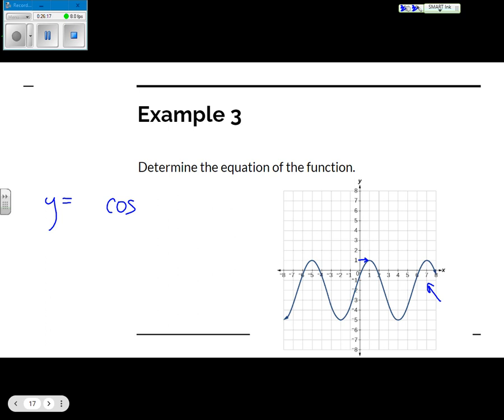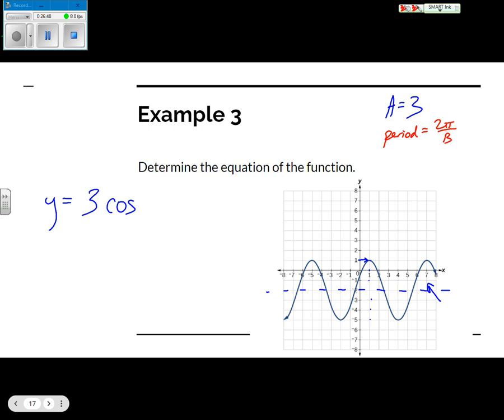Let's find the amplitude first. Remember, amplitude A is just going to be the distance to the midline. Where's the midline at? Looks like the midline's running right through the middle of here. That makes it so I can count 1, 2, 3 up, 1, 2, 3 down. There we go. Amplitude has to be 3. Okay. Next, let's find the period.